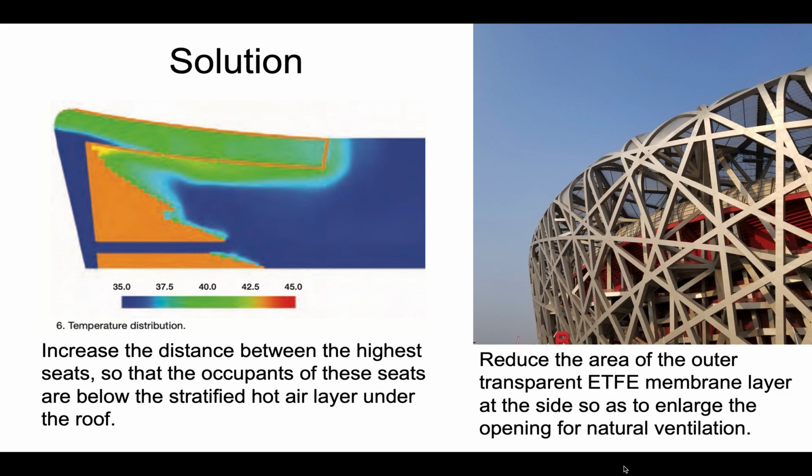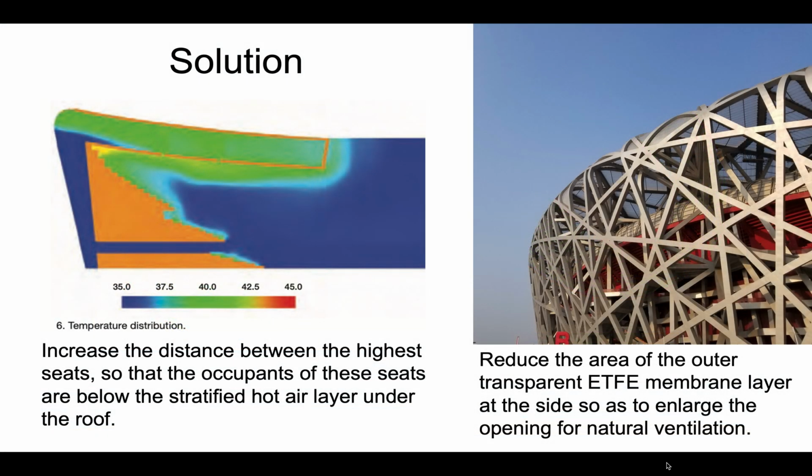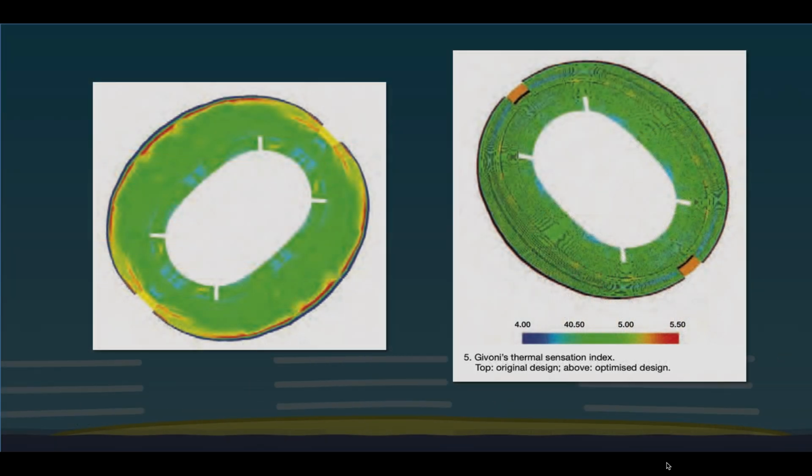For example, increase the distance between the highest seat and the false ceiling from 2 meters to 8 meters, and reduce the area of the ultra-transparent ETFE membrane layer. As shown, the optimization proved effective in terms of the thermal sensation index.